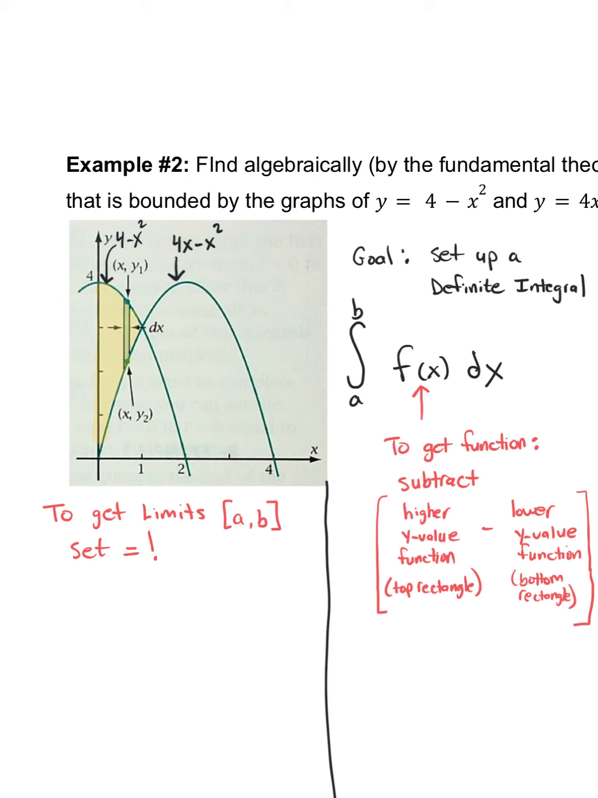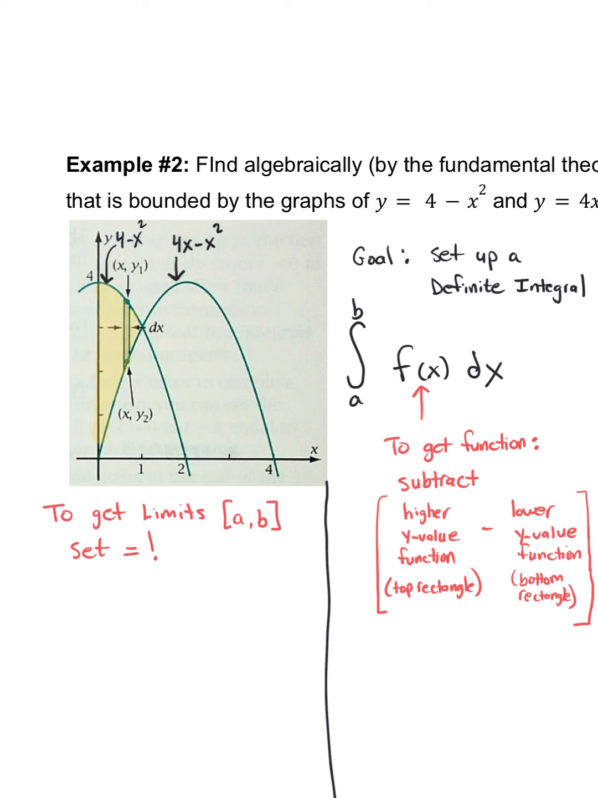Okay, calculus, example number 2. We are going to find the area bounded by these two parabolas, 4 minus x squared, that opens down, 4x minus x squared, and the y-axis. So it's this shaded region right here.